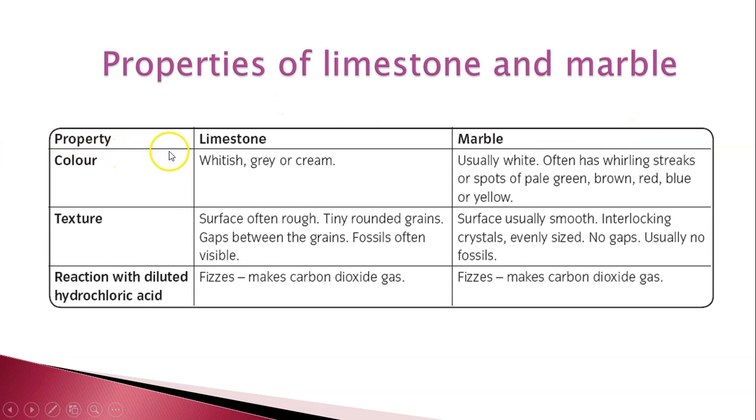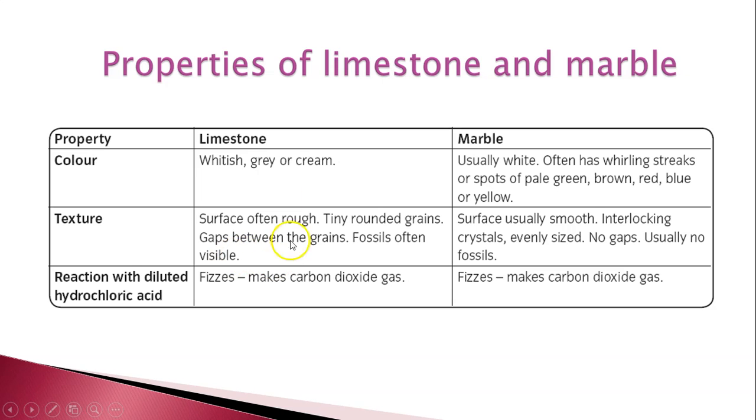The properties of limestone: it is whitish, grey or cream, while marble is usually white, often has whirling streaks or spots of pale green, brown, red, blue or yellow. Streaks means like a thin mark or line. The texture: for limestone, the surface is often rough, with tiny rounded grains. There will be gaps between the grains.